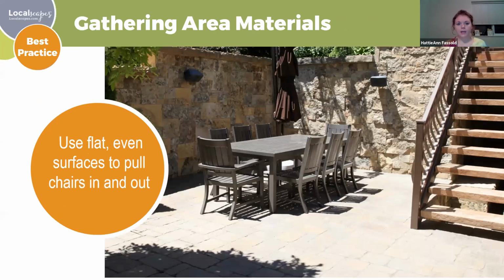And then in your main gathering areas, you want to use more of a flat, even surface, especially for chairs. Chairs with 4 legs do tend to sink into things that are a little bit more soft. Sometimes even with gravel, it can become pretty soft. So if you have 4-legged chairs out on gravel, they can start sinking into the gravel or get wobbly. So just keeping that in mind.